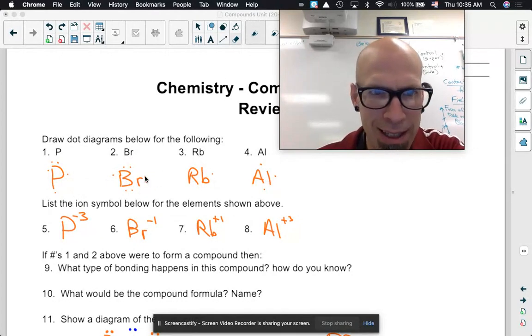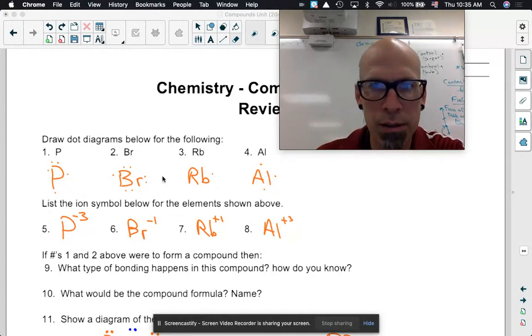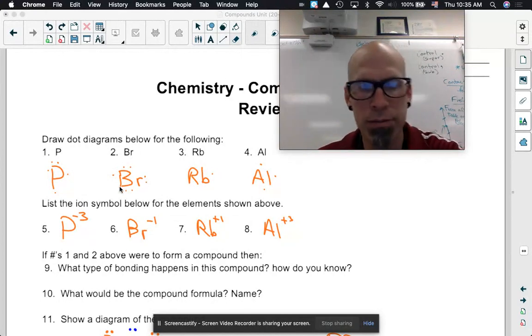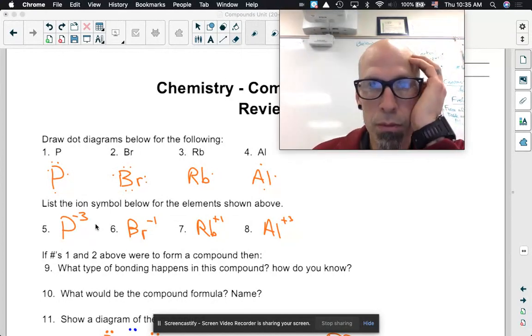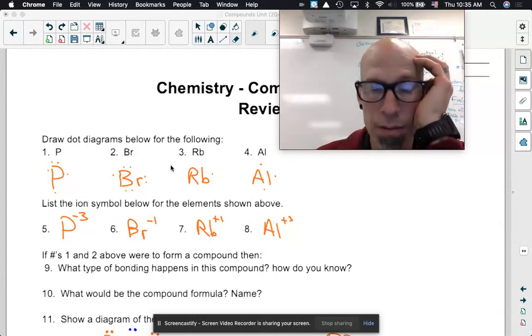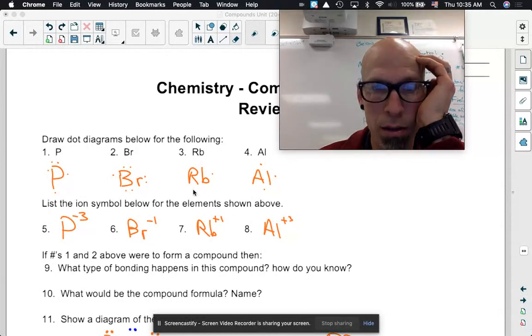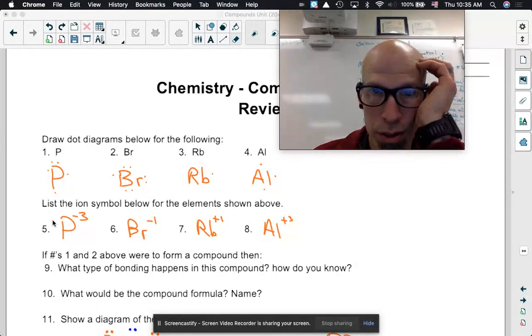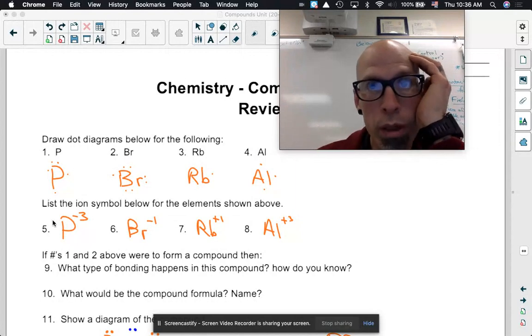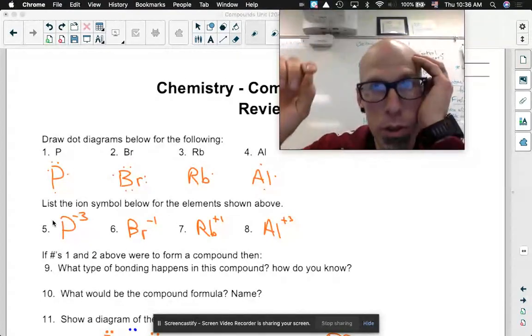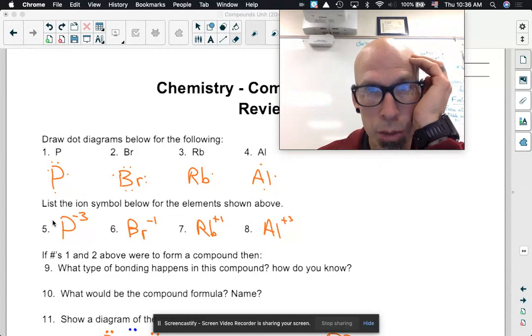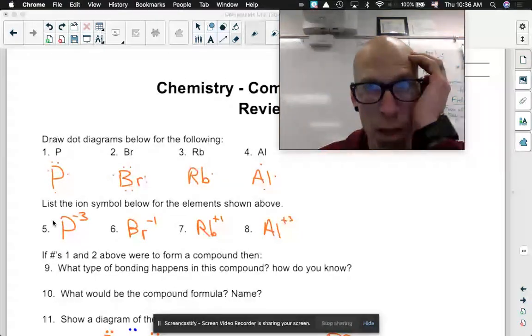Now, I just made tiny little dots. Normally I draw a nice big fat dot, but I was trying to hurry. So those are the dot diagrams. Hopefully you have those that way. Now, the ion symbols are the element symbol with the oxidation number as a superscript up above, right? Superscript of the oxidation number.